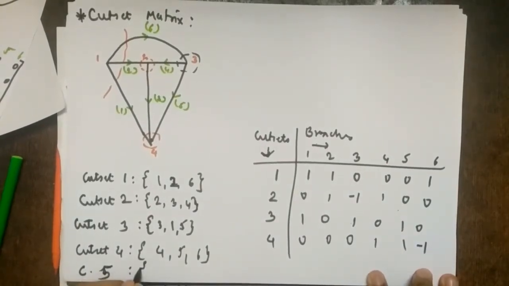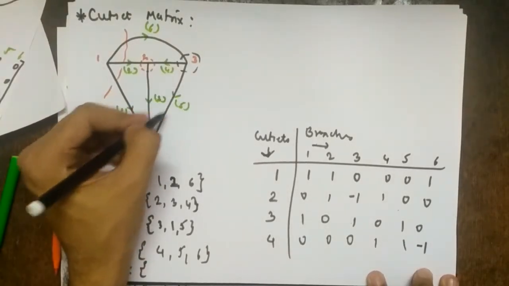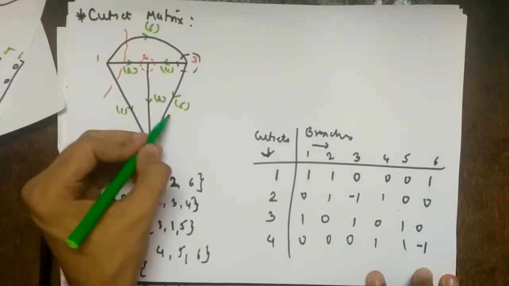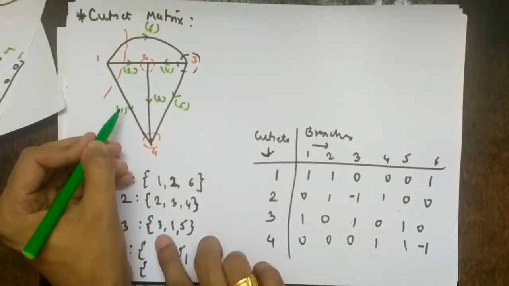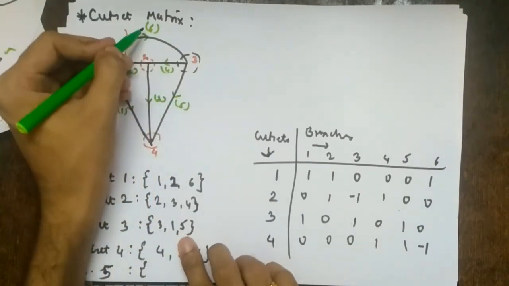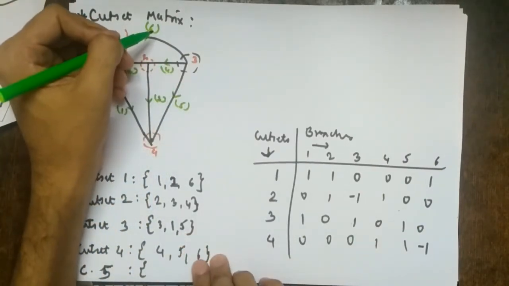Then cut set 5. So cut set 5 corresponds to the 5th branch, right? How can you cut this? You can cut like this, but you have already taken 1, 3, 5. This is 3, 1, 5, so it is already done, right? Can you take 4, 5, 6 like this? No, 4, 5, 6 is already taken, right? So what can you do?